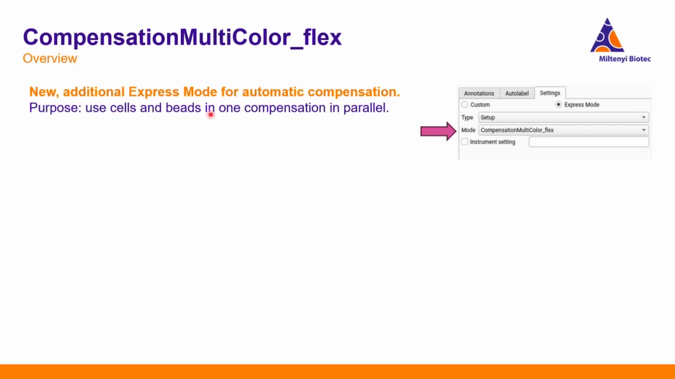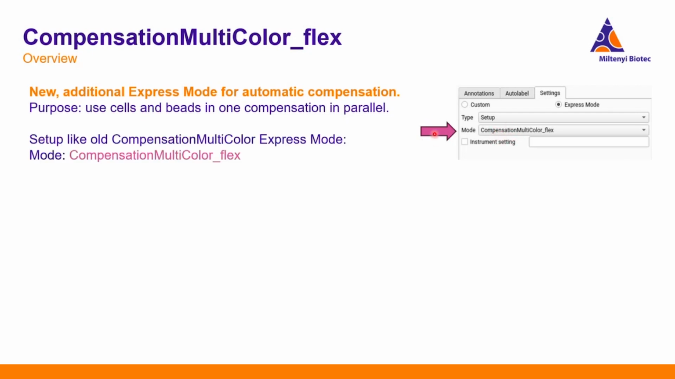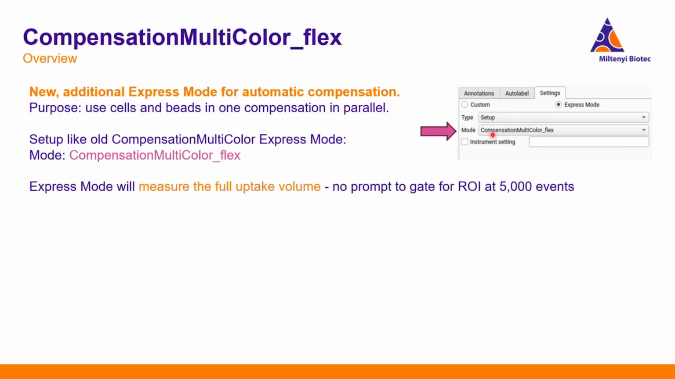For these purpose instances, which we sometimes have in our life, we now have a new express mode, which is called compensation multicolor flex. This setup is exactly the same as for the old compensation express mode. So you need to select your rack and mark the positions and group it, and then you assign which color is where. But just here you choose compensation multicolor flex instead. Another difference is that it will always measure the full uptake volume.